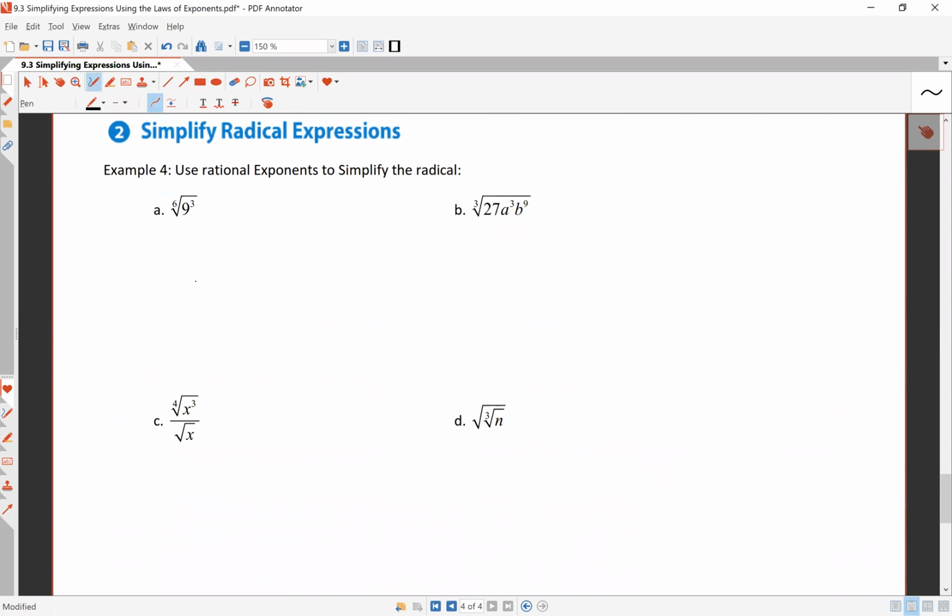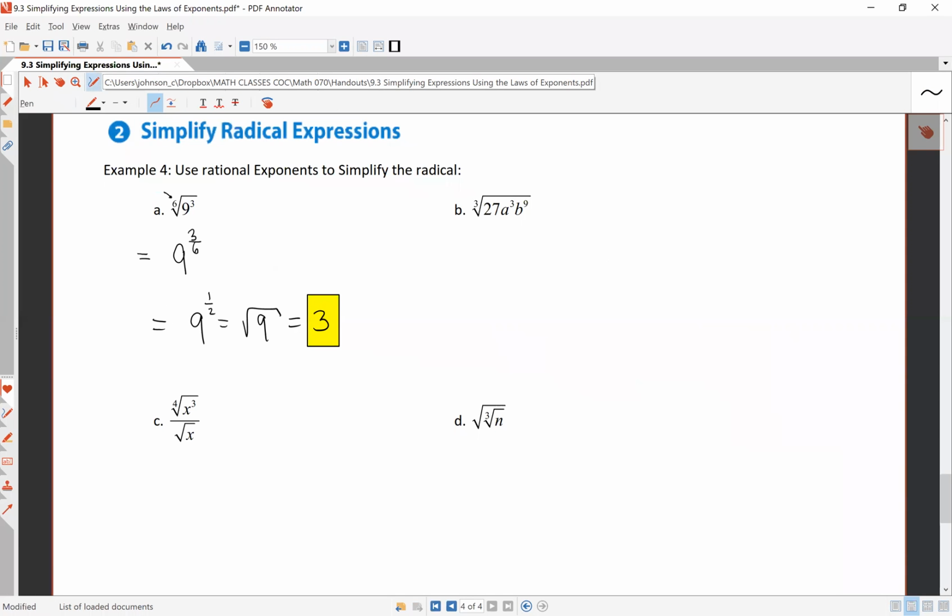When we see radical notation, we can always rewrite it into exponential notation. The index on the radical, 6, goes as the denominator of the fraction. The exponent goes as the numerator. So now we have 9 to the 1/2, and we should recognize that as the square root of 9, which is 3. So when the power and the index have a factor in common, we can change the type of radical it is.